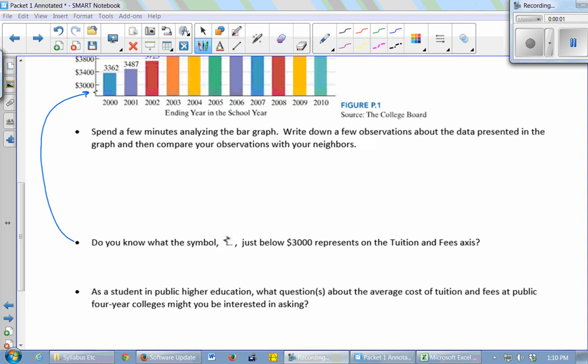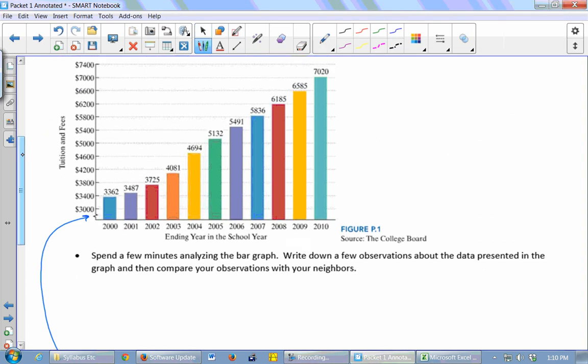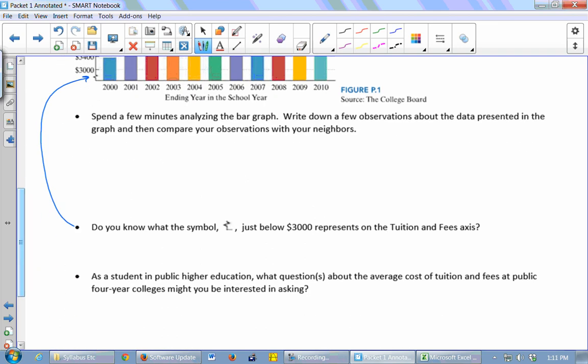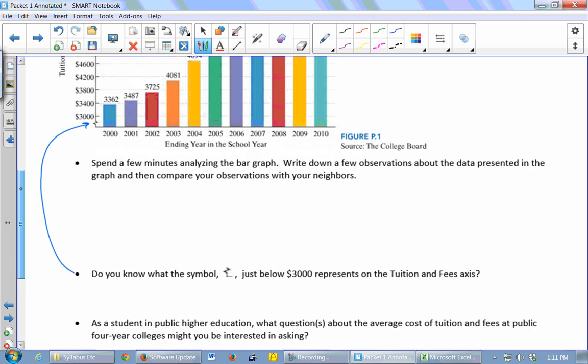So can we share some of our observations about this graph? What do you guys see? Yeah, okay, so that is actually the answer to the second question. What does this little squiggly line mean?